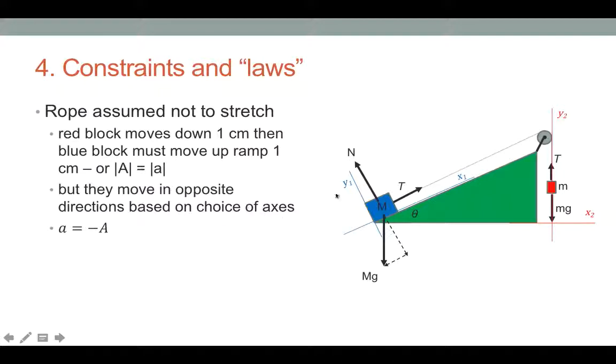Now here we have to note the sign convention we've already adopted. Up the ramp will be positive, and vertically up is positive. If the blue block moves up the ramp in the positive x direction, then the red block must move down vertically in the y direction. So therefore, the acceleration of the red block must be negative and the acceleration of the blue block must be positive, so that accelerations are equal in magnitude but opposite in direction. So little a equals minus capital A. And there's our last equation.